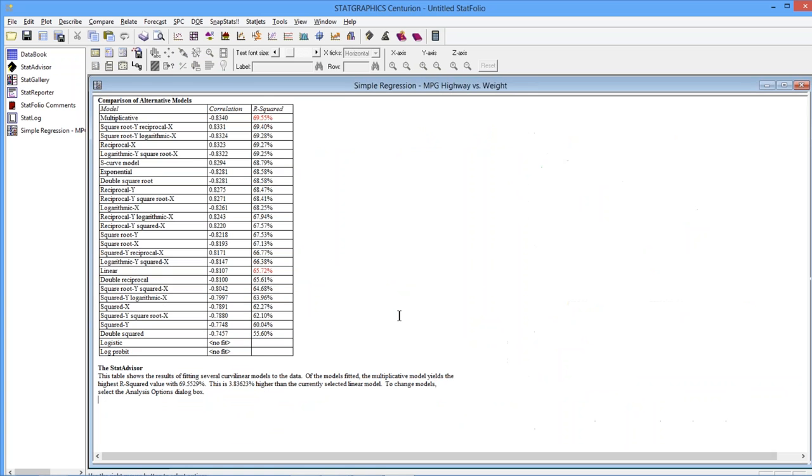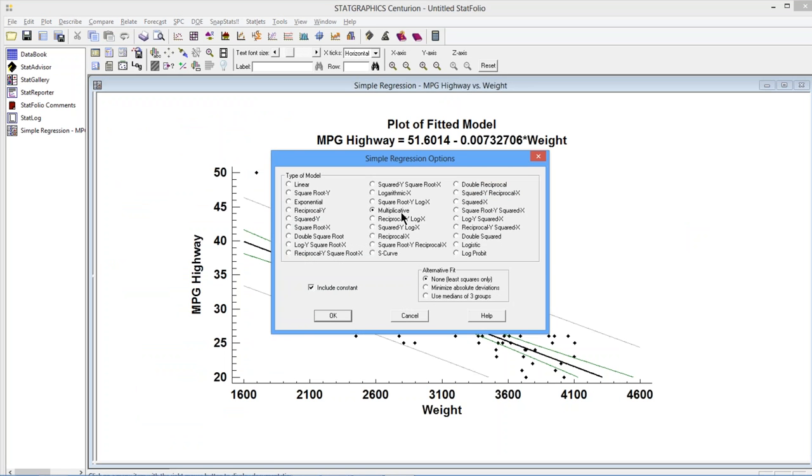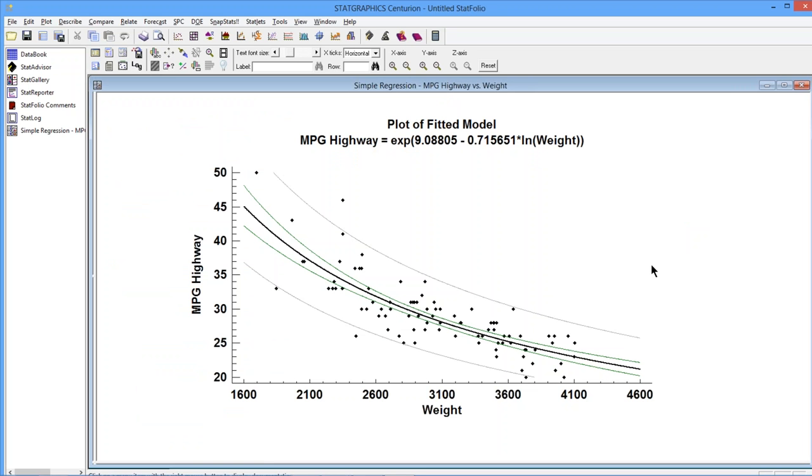One of the things I asked it to do, though, was to compare alternative models. And here you see a table where it's fed about 25 different models to the data. The linear model down here has an R squared of about 65.7%. Up at the top of the list, we see a multiplicative model. That has an R squared of 69.55%. Well, if I go back to the plot, push the right mouse button, go to analysis options, and ask for multiplicative, you can see that, in fact, that curvilinear model does pick up the relationship a little bit better than the linear model.